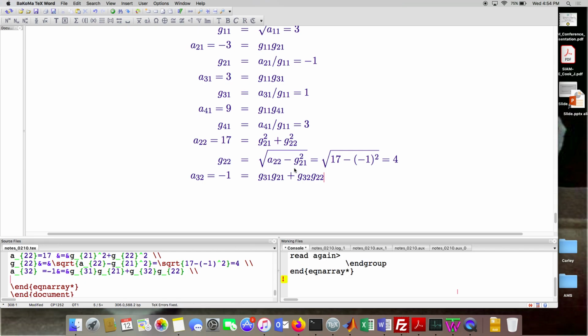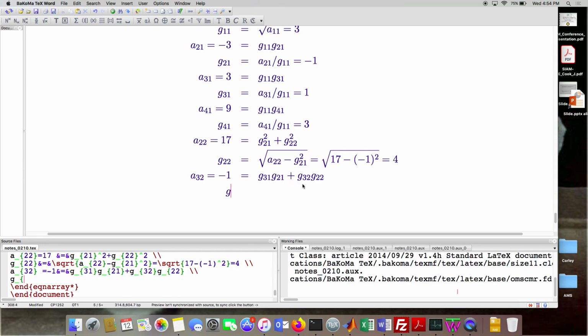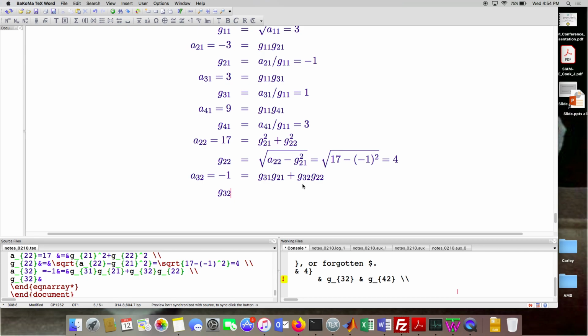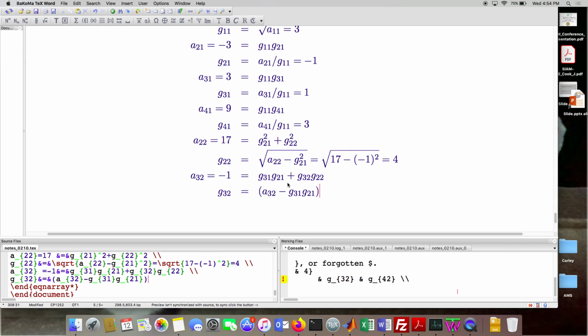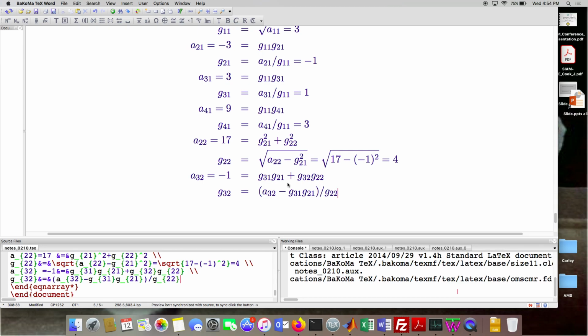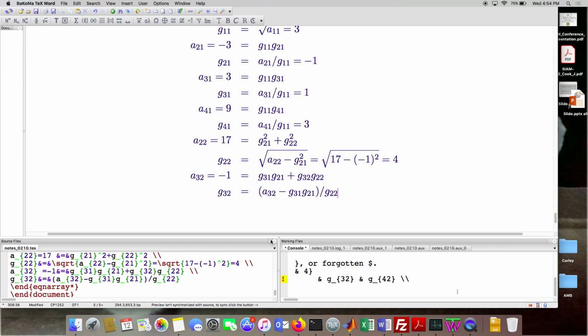So now everything here is known except G32. Now, when we were dealing with the first column, we just had one division to perform. But in this case, we have to take A32 and subtract off a term we know, G31 G21, and then divide by the diagonal entry. Now, that happened before. We just have something to subtract off first.